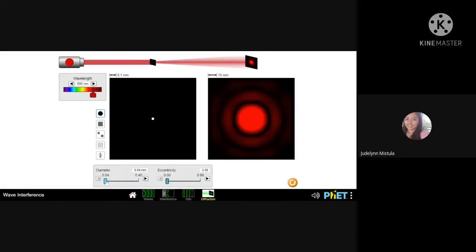With our manipulation of the diameter of the hole, what do you notice about the patterns observed?